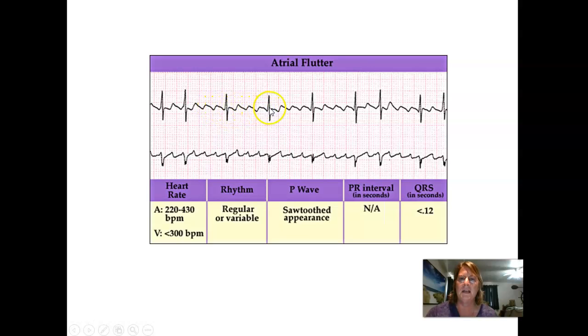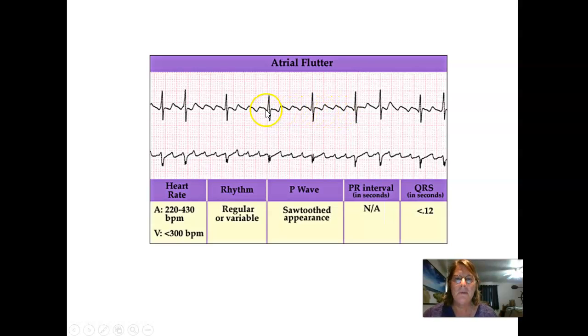characteristic flutter type appearance. It sort of looks like the top of a picket fence. And so I'm going to look at that as atrial flutter at 90. Oh, sorry about that. I sort of forgot what my rate was there.